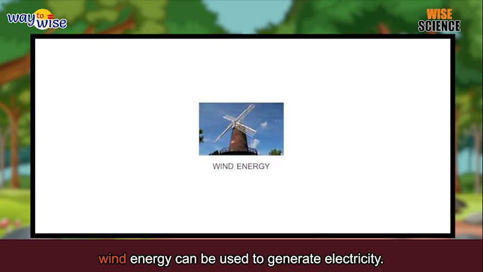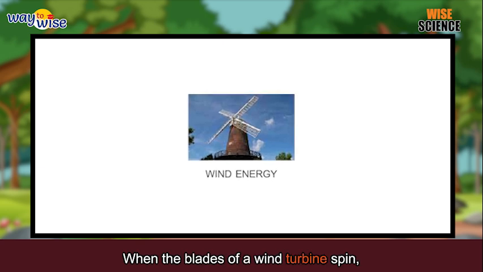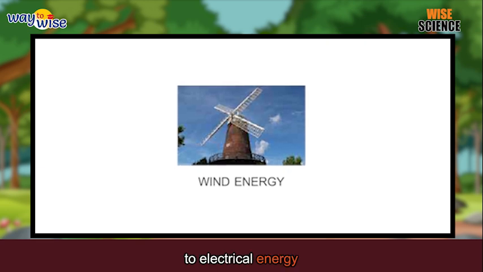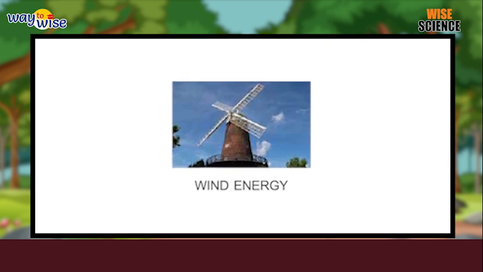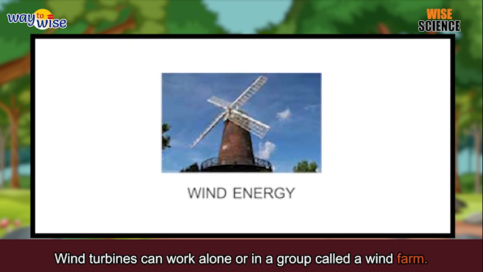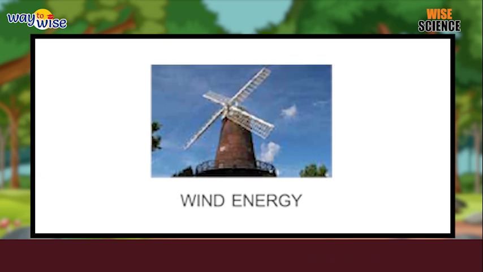Wind energy. Wind energy can be used to generate electricity. When the blades of a wind turbine spin, they convert wind energy to electrical energy by means of a generator. Wind turbines can work alone or in a group called a wind farm. Sailboats harness the power of the wind to move them along.